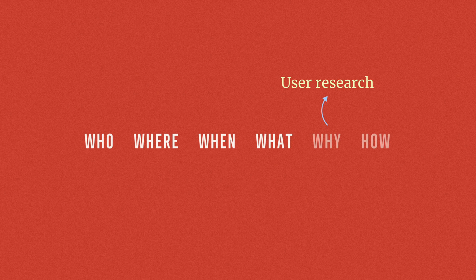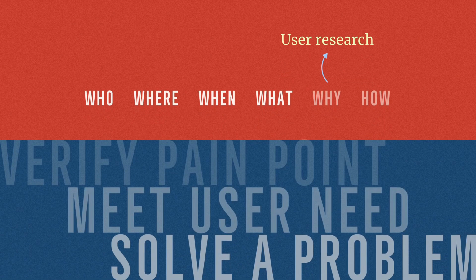The goal of user research is to verify if there's indeed a pain point for this group of users in this specific context, and confirm if our product feature can indeed relieve this pain point, meet the user need, and solve a problem for them. If a feature is far-fetched and unrealistic, it won't be supported by research data in this step.